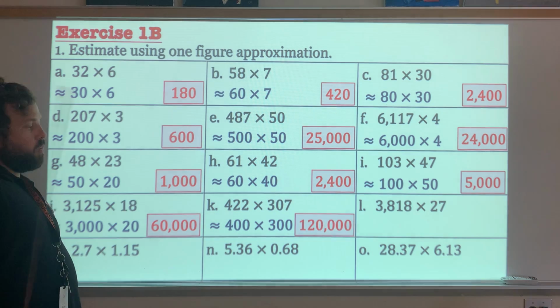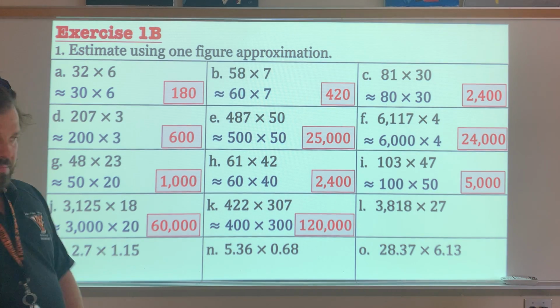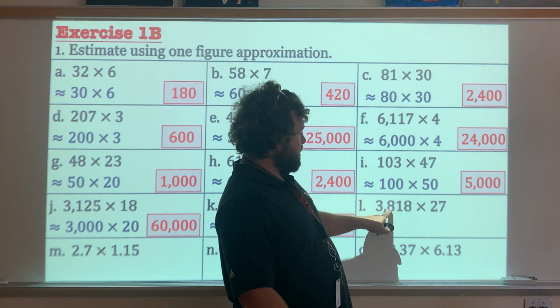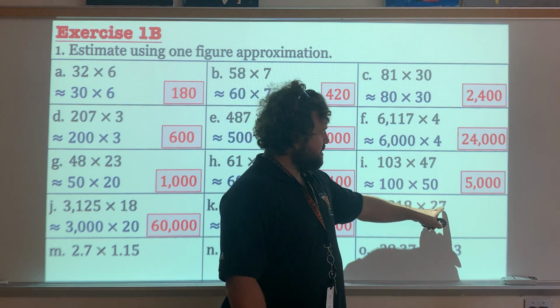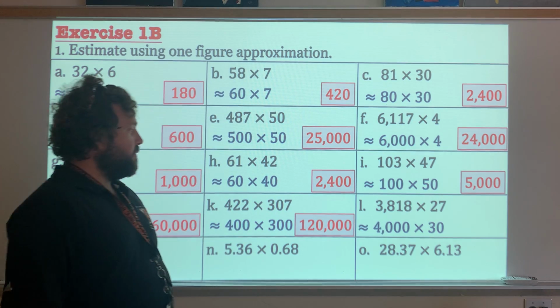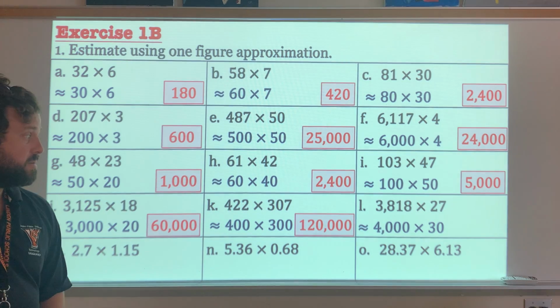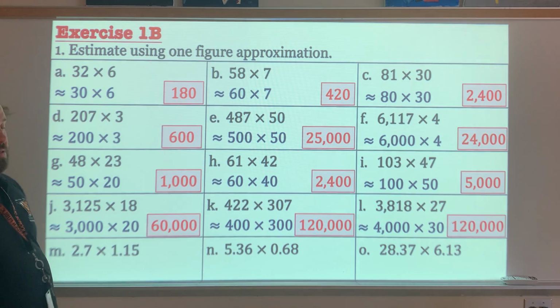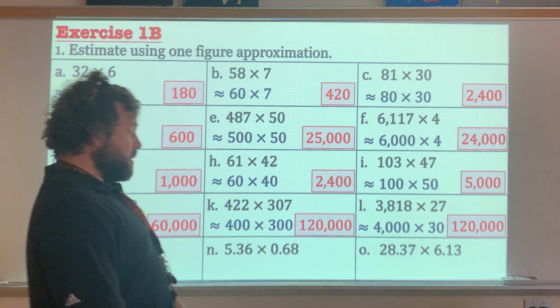12,000,000 is 120,000. Right? 8 makes this go to 4, 4,000. 7 makes this go to 30. 4,000 times 30 is 12, and 4 zeros is 120,000. Right?